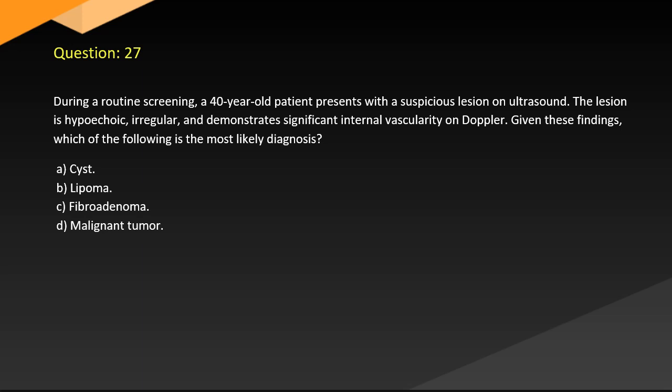Question 27. During a routine screening, a 40-year-old patient presents with a suspicious lesion on ultrasound. The lesion is hypoechoic, irregular, and demonstrates significant internal vascularity on Doppler. Given these findings, which of the following is the most likely diagnosis? A. Cyst. B. Lipoma. C. Fibroadenoma. D. Malignant tumor.